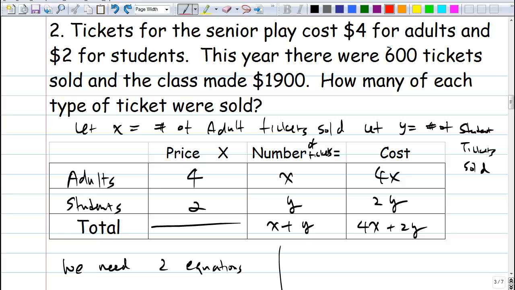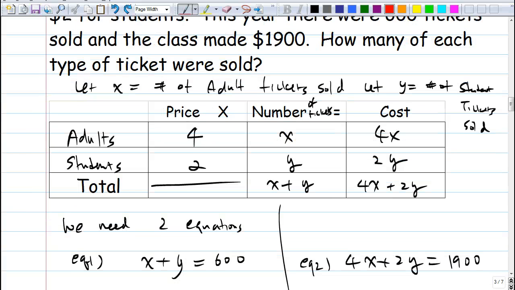4x plus 2y equals 1900. Does that make sense, class? Do you see how we get two equations this way? Please don't get these two things mixed up. 600 represents the number of tickets, so x plus y gives you 600. 1900 represents the total amount of money that we received, so we have to use the one with the cost. 4x represents the money we earn from adult tickets, and 2y represents how much we earn just from selling student tickets.